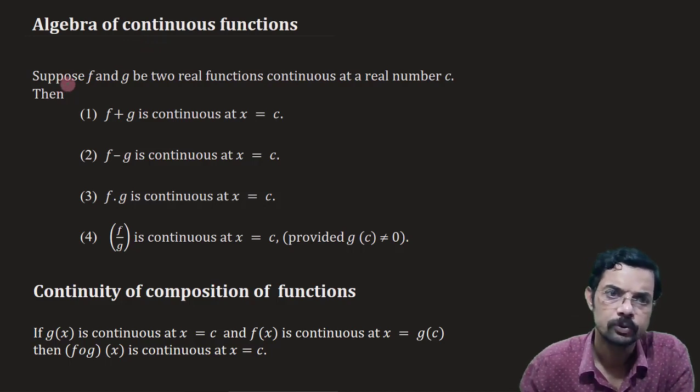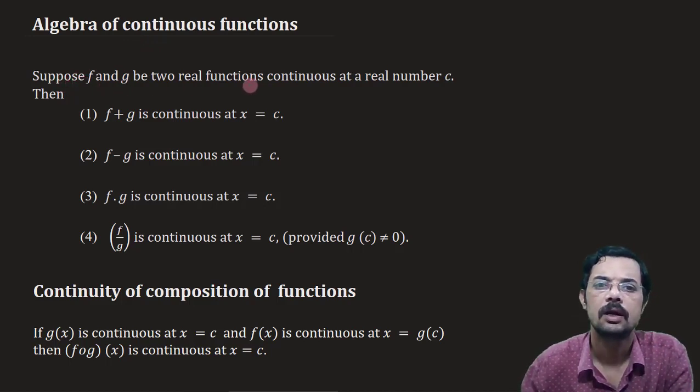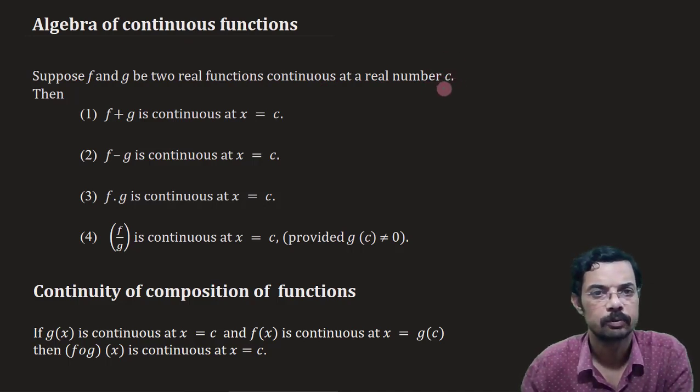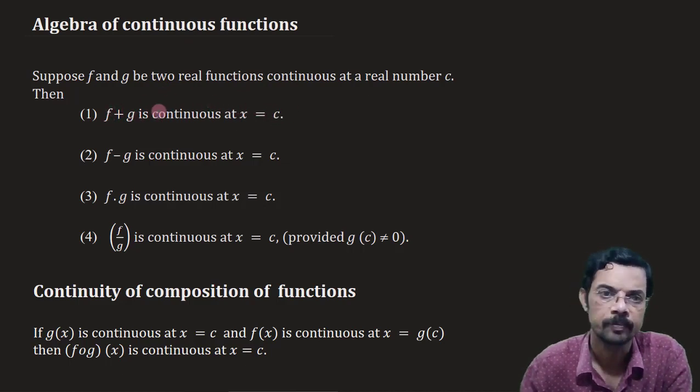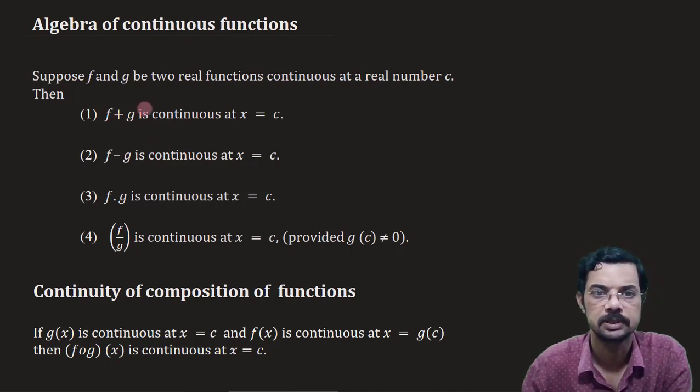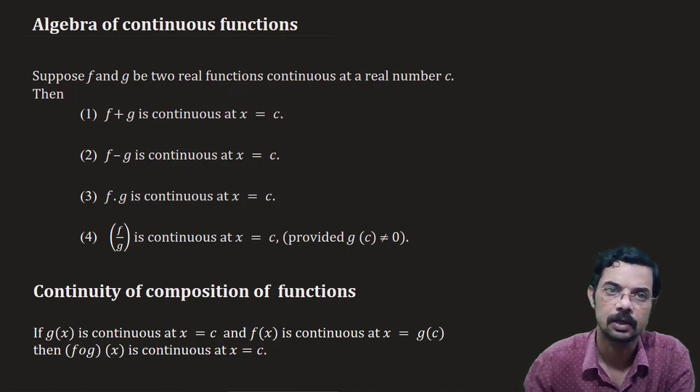Suppose f and g are two real functions which are continuous at a real number c. If f and g are continuous at point c, then we can say that the sum of two continuous functions is also continuous at c. If f is continuous at c and g is also continuous at c, then the sum f plus g will be continuous at x equal to c. That is what we mean by this.